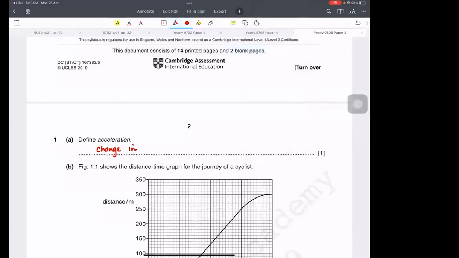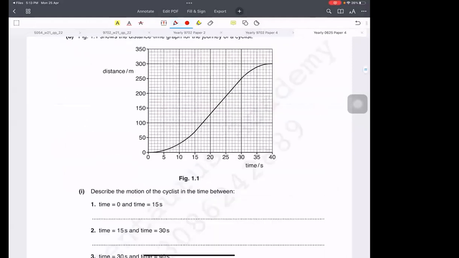Okay. Change in velocity per unit time. You can also write rate of change in velocity. That's fine. You can also write the formula. That's fine. Okay. Describe the motion of the cyclist in time between 0 and 15.